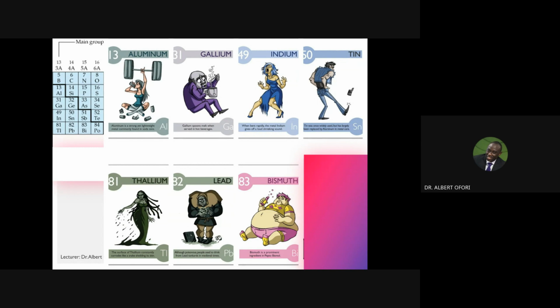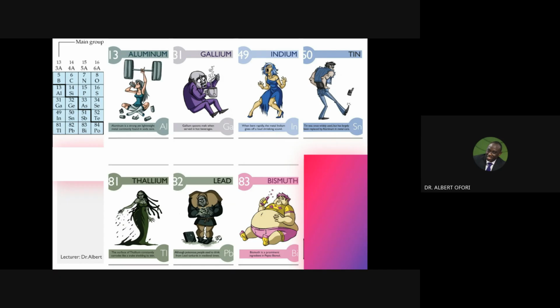Now gallium is shown as a melted spoon in hot tea. You see that? So he's going to drink tea, but then the spoon starts melting. What it means is that gallium can melt when exposed to a temperature above 29 degrees. So that's also another metal that can be liquid. It's solid at room temperature, but when you increase to 29 degrees, it begins melting. So when you put gallium in your hot tea, it melts. Okay, so that's just that.